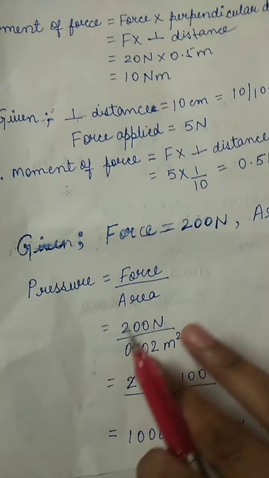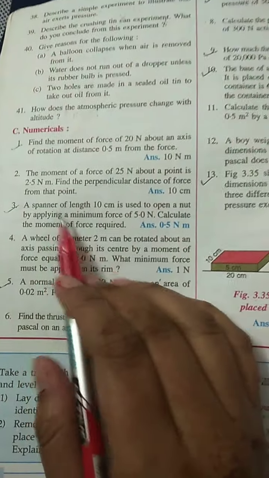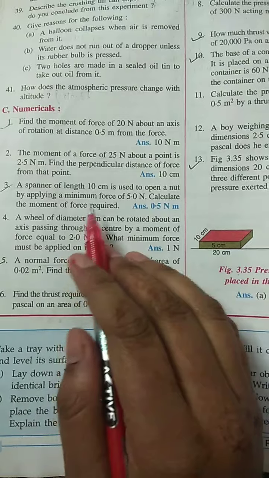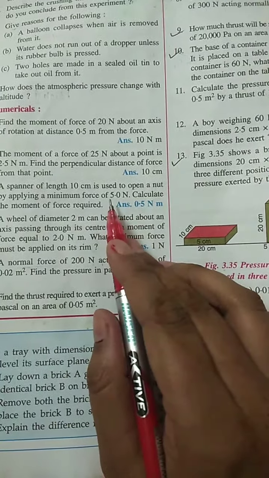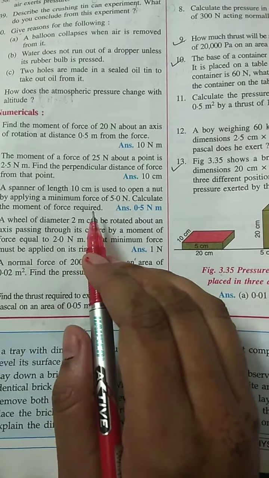Next question is question number 3. They are saying a spanner of length 10 centimeter is used to open a nut by applying a minimum force of 5.0 Newton. Calculate the moment of force required.